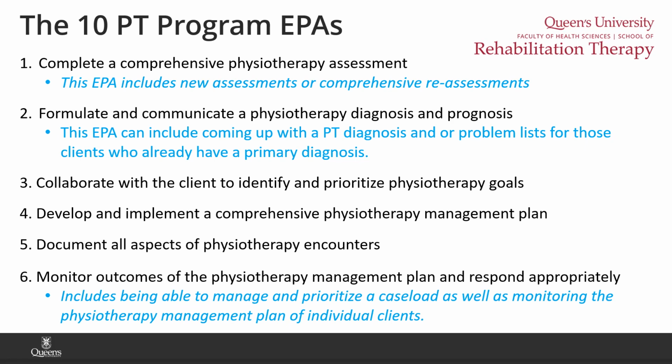Number 6 is monitor outcomes of the physiotherapy management plan and respond appropriately. So that's things like, when you've given a patient a management plan, does it need to be altered? Does it need to be changed based on change in status of that client? This is also where you might want to capture some information about management of a caseload and prioritization of a caseload, as well as the individual management plan for individual clients.